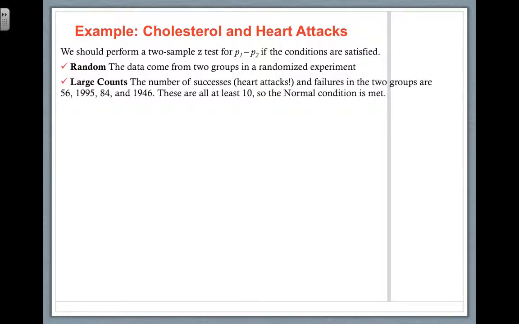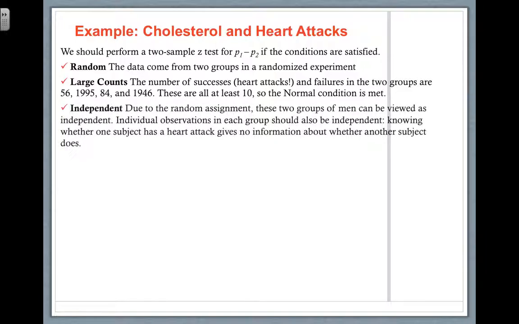It will sound a little bit different, but it still needs to be randomized. Large counts is exactly the same, so you're still looking for them. So the number of successes, which in this case would be heart attacks, even though they're not really successes. It's kind of like that flu question that we had in class. So 56 successes and 1,995 fails with the drug, 84 successes and 1,946 with the placebo. All are at least 10, so the normal condition is met.